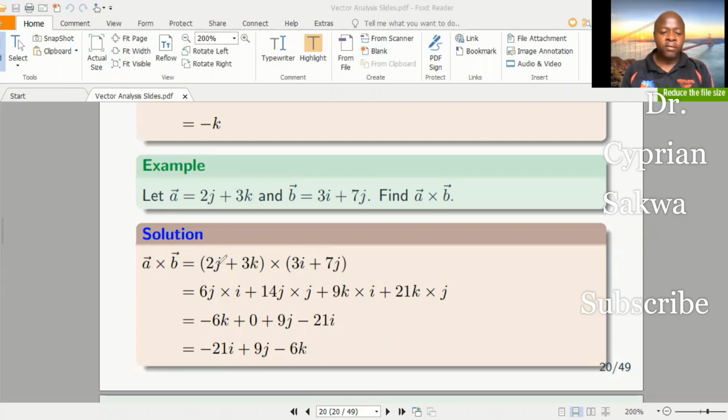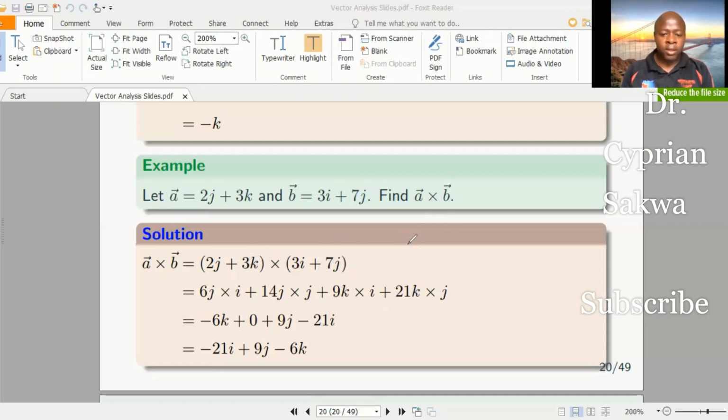Then next we should have this 2J cross 7J, and so 2 times 7 is 14. Then there's this J cross J. Then plus 3K cross 3I. So 3 times 3 will be 9. K is to the left, and then I is to the right, so that is K cross I. And then next will be plus 3 times 7 will be 21, K cross J.